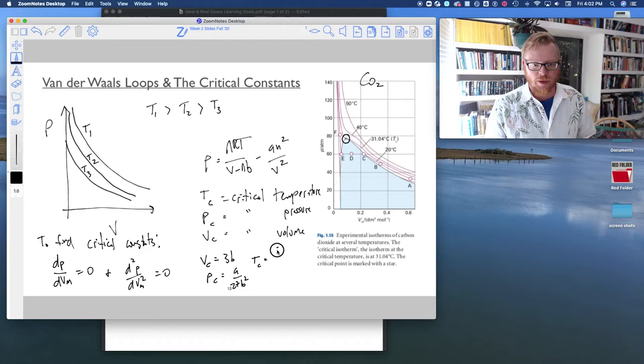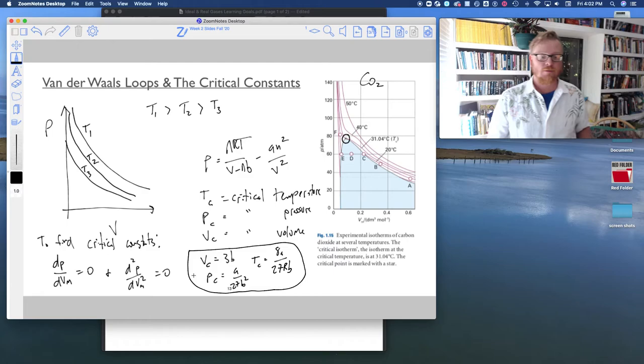If you can't make out my god-awful handwriting while I figure out how to rewrite with this stylus, okay? And T critical is 8a divided by 27Rb. This little derivation of these critical constants is not bad at all. Promise, okay? Come in and find me if you need help doing it. But I do want you to see how we can get to that.